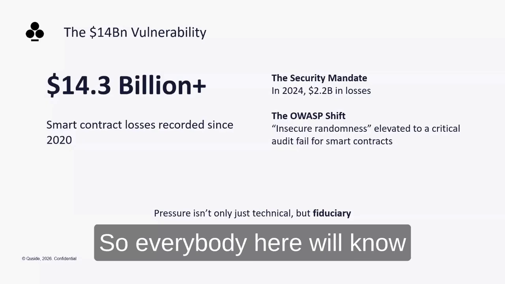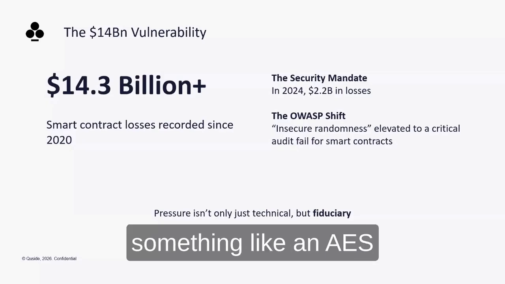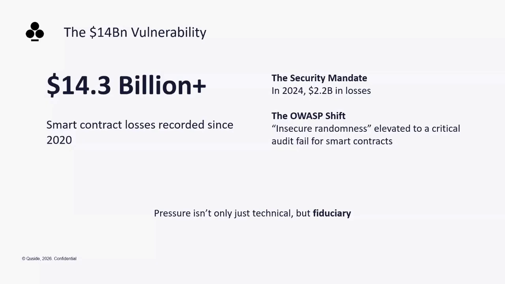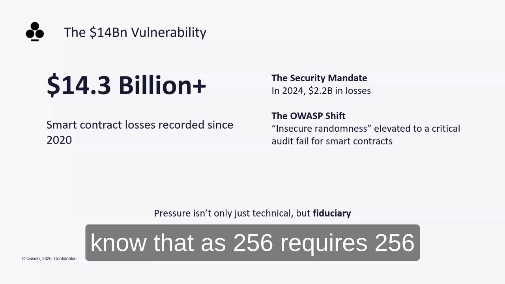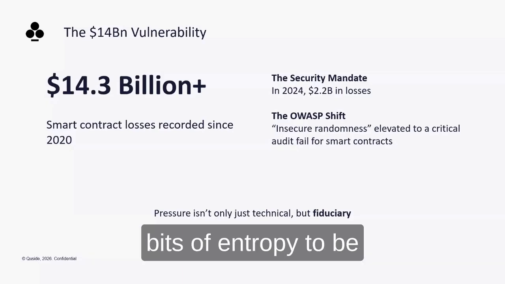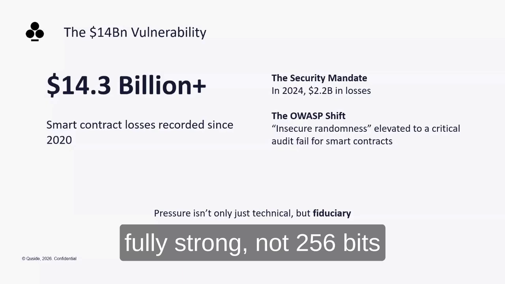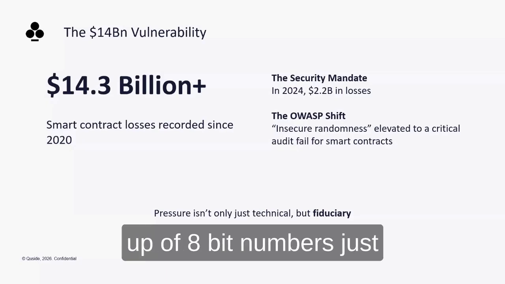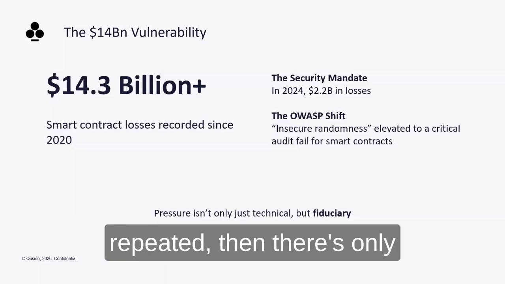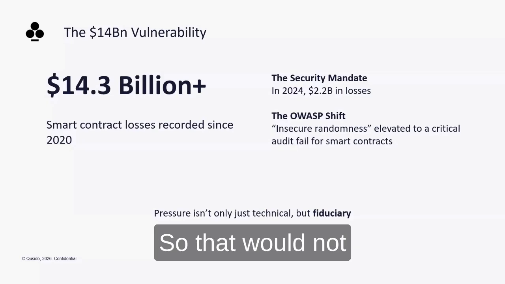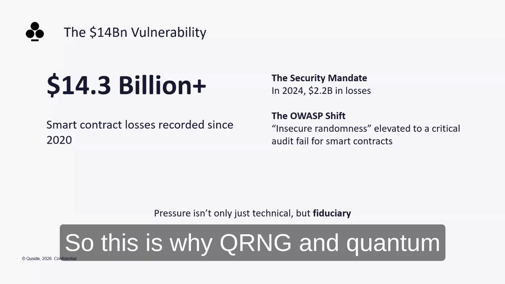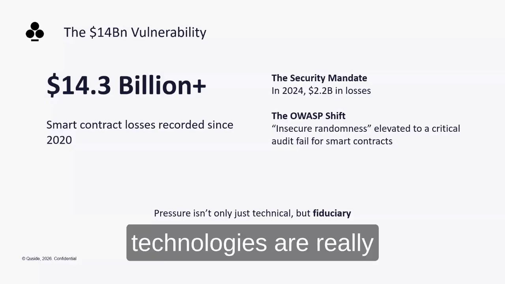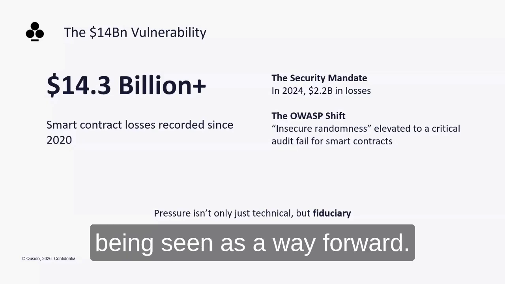So everybody here will know something like the AES standard, 256, for instance. But how many may know that AES-256 requires 256 bits of entropy to be fully strong, not 256 bits of a random string? If that random string was made up of 8-bit numbers, just repeated, then there's only 8 bits of entropy in there. So that would not be strong enough. So this is why QRNG and quantum technologies are really being seen as a way forward.